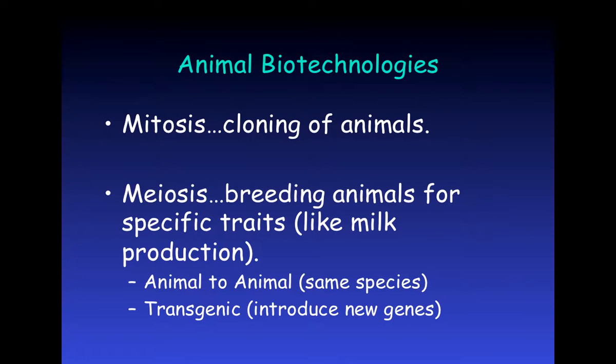When we look at animal biotechnology, we've got mitosis, again, cloning of animals. And in meiosis, we can actually breed animals for specific traits like milk production or physical characteristics. Again, I go back to dogs because it's something that we do. There's certain characteristics of different dog breeds that we want to have if we want that type of dog. So again, just like plants, it can be animal to animal, so same species, or it can be even transgenic, introducing new genes.